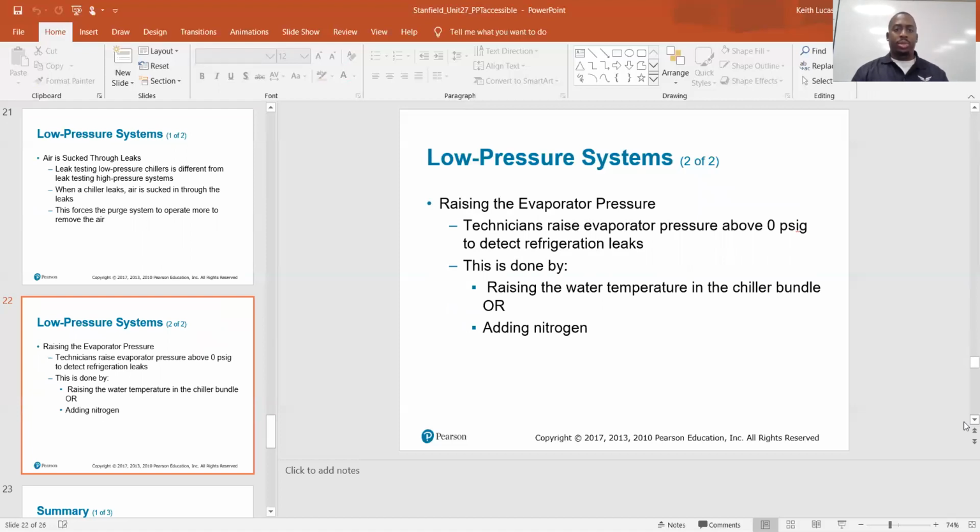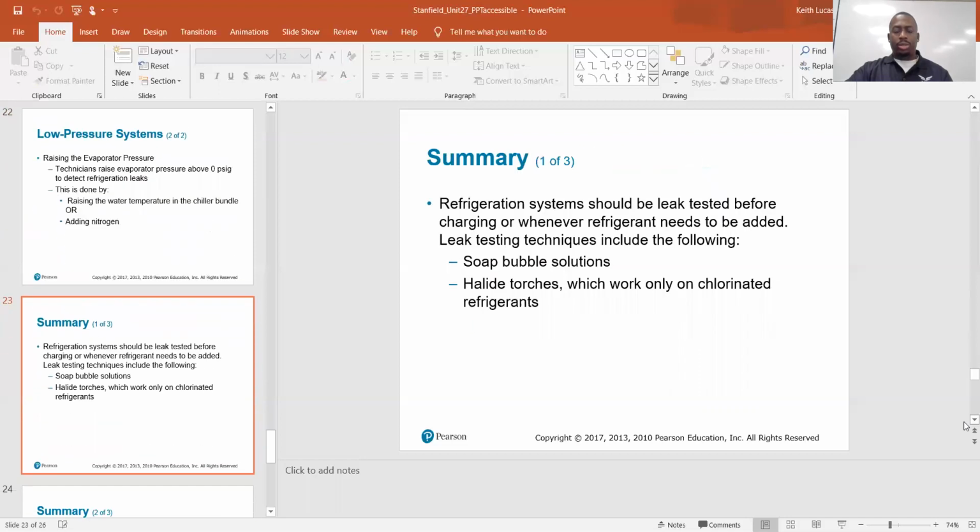Low pressure systems, raising the evaporator pressure. Technicians raise evaporator pressure above 0 psi to detect refrigerant leaks. This is done by either raising the water temperature in the chiller bundle or adding nitrogen. Circulating water is recommended though.